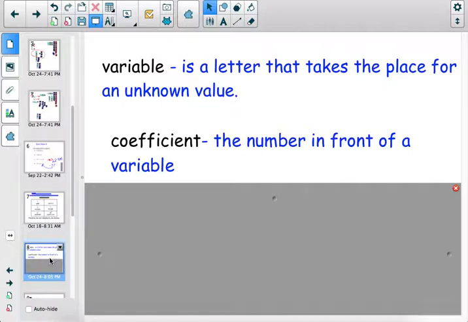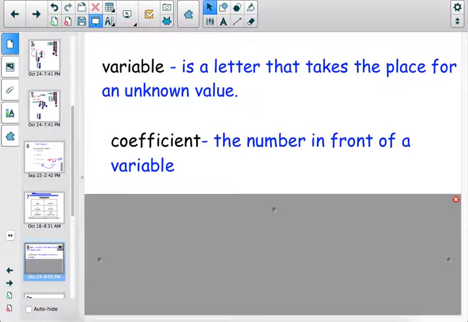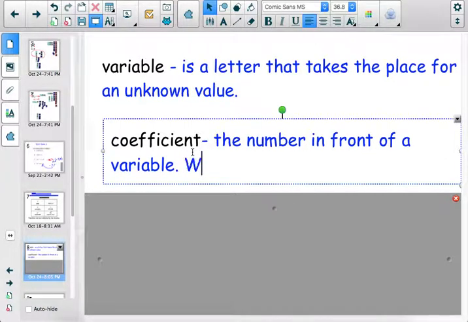We'll say that. Coefficient. That is the number in front of a variable. The coefficient means that you're multiplying that number by the variable. It is what the variable is multiplied by.